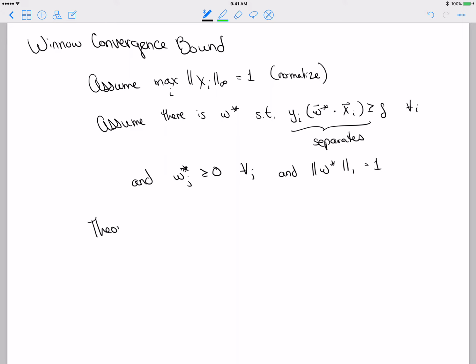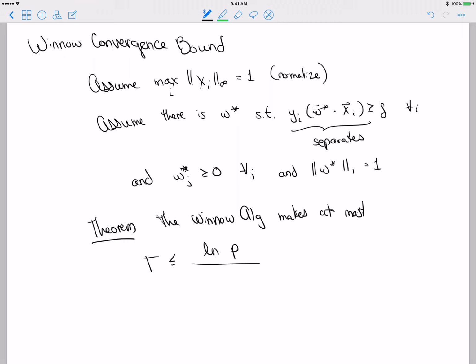Okay. So the bound is that the Winnow algorithm makes at most this many mistakes. So T is less than the log of p, where again p is the number of features, and delta, where again delta is the separating margin from up here. So if the margin is bigger, the bound gets better. Okay, so the fewer mistakes Winnow makes.